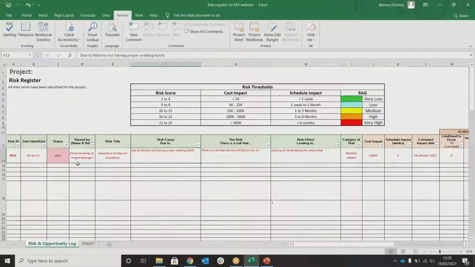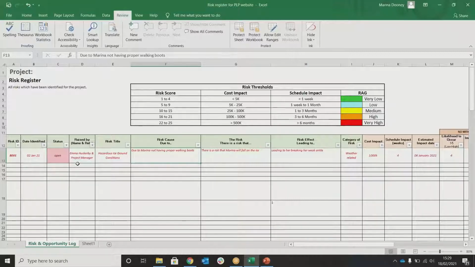So if you start with the first column, the risk cause, you write in a way of, due to Marina not having proper walking boots, there is a risk that Marina will fall on the ice. This will lead to her breaking her ankle. Breaking it down into those three elements gives people a better perspective of what the actual risk is, and it also aids in finding a management strategy.